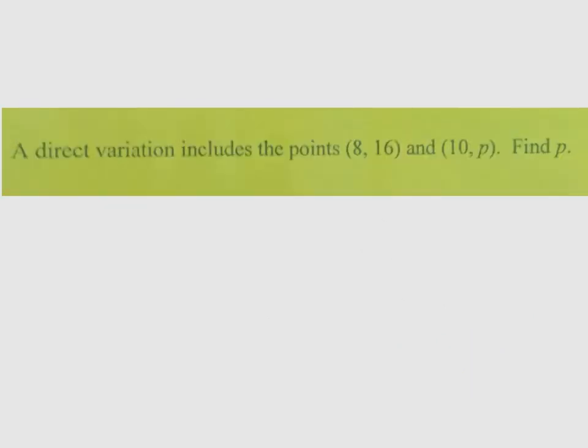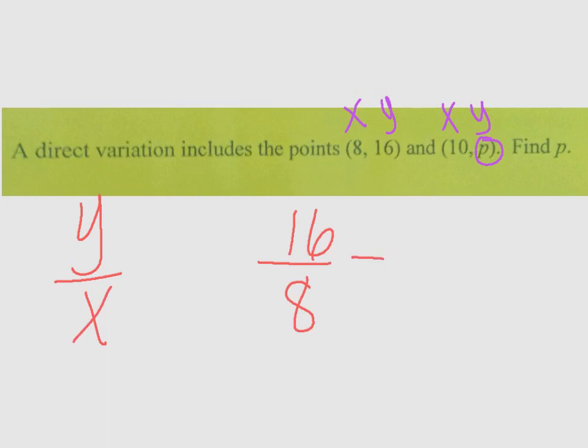You also need to answer this one. The direct variation includes the points (8, 16) and (10, p). Find p. If I know it's direct variation, here's x, here's y. Here's x, here's y. I'm looking for p. p is my y in this case. Again, direct variation, y over x. Always 16 over 8 equals, I don't know, so I'm going to put a p there, over 10. Solve this one for p. p equals something. It's at the right of the screen.